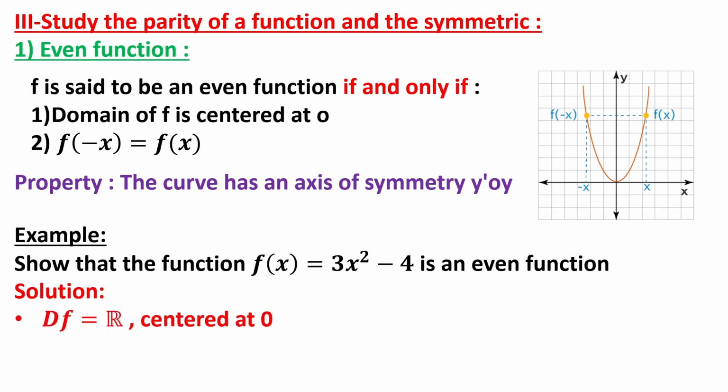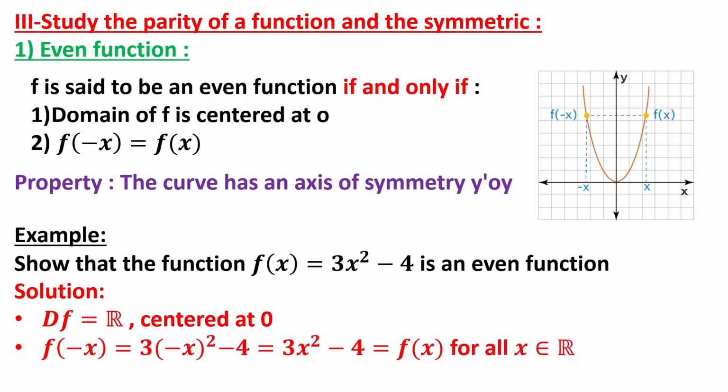To state that the domain is centered at 0, we need to calculate the domain, which in this case is R since it's a polynomial function. Plus, we need to prove that f of minus x is equal to f of x for all x belonging to R, since R is the domain. So let's proceed with the solution and check each of these conditions step by step.